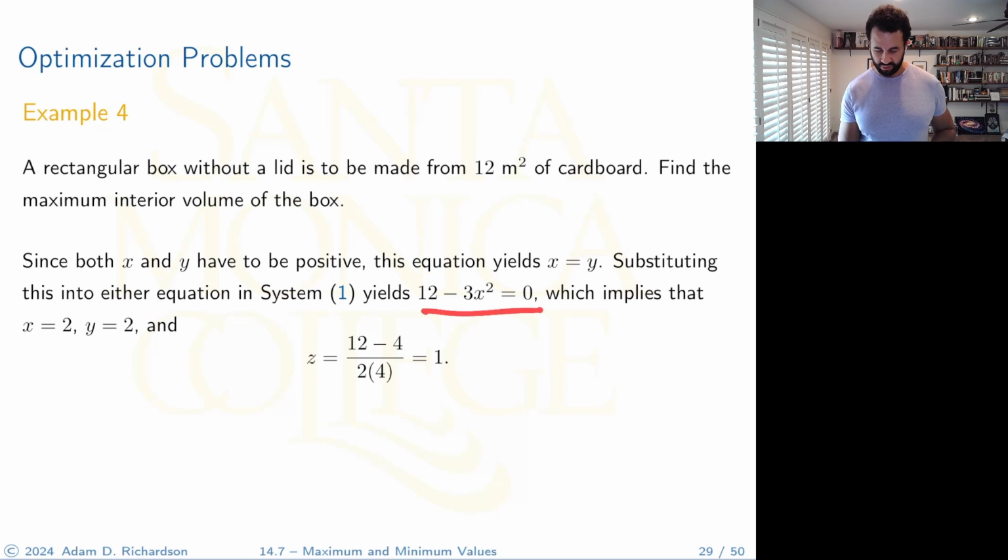12 minus 3x squared equals 0. Solve that for x. Remember, x has to be positive. So then you get x equals 2. And because x is 2 and x equals y, y has to be 2. And now we can solve for z. And we get 1. There we go.